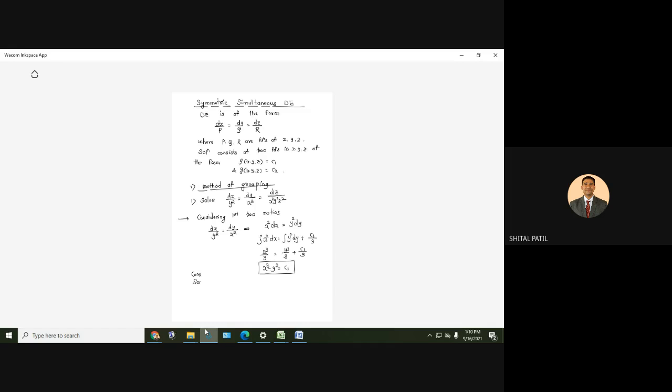Right, considering second and third ratios in fact. So dy divided by x square, dz divided by x square y square z square. But we can cancel x square from both the sides, and then separate the variables. So y square dy equal to dz divided by z square. Integrate.